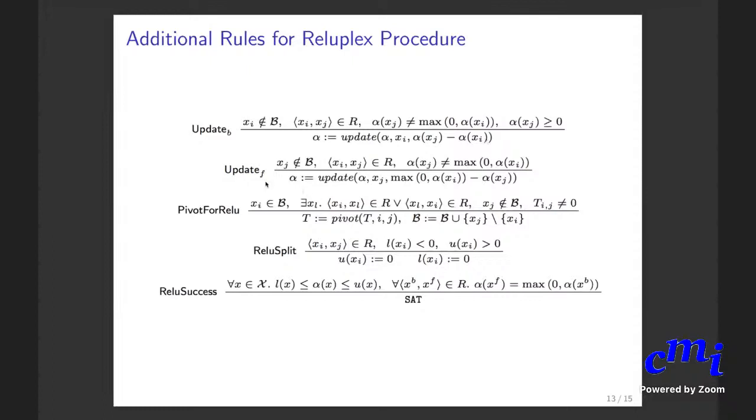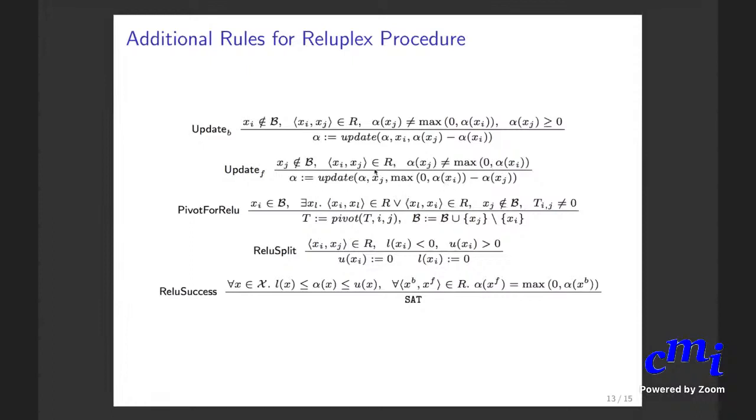Similarly, you can also fix the output of the ReLU pair. But the constraint is you will have to do it only as long as the variable that you fix is in the non-basic set. Okay, so xi, xj, if the output is non-basic, and if this is the ReLU pair, and the ReLU constraint is being violated, then you just fix it.